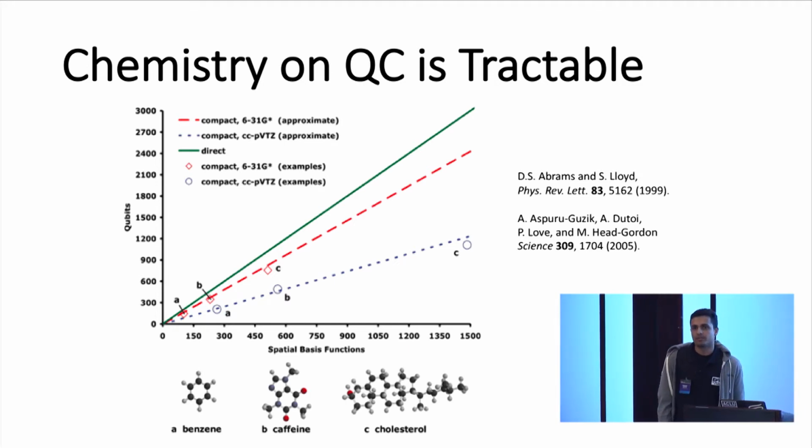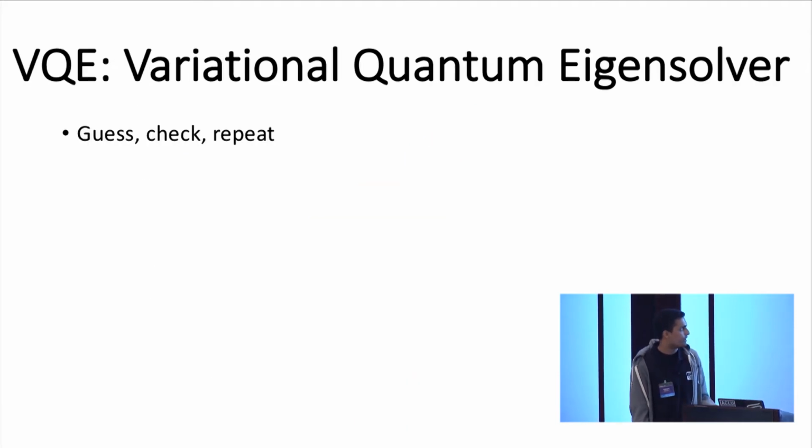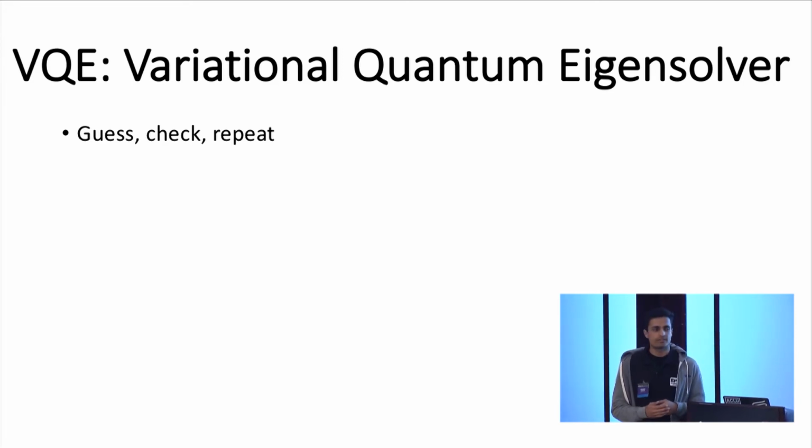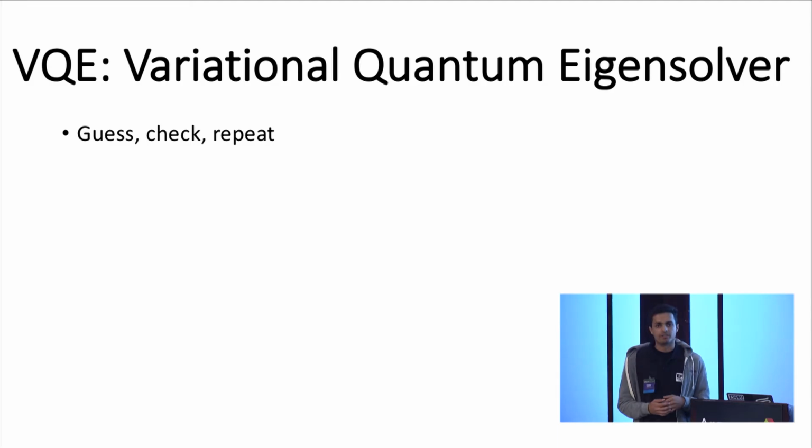So the original algorithm for solving these problems was called quantum phase estimation, but the hot thing right now is called VQE, Variational Quantum Eigensolver. And it's good because it can run on near-term devices because it has more modest quantum requirements, and it passes a lot of work to a classical coprocessor like what Fred had mentioned. And it sounds complicated, but all it is is guess, check, and repeat.